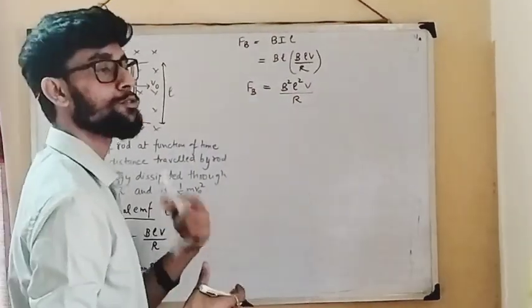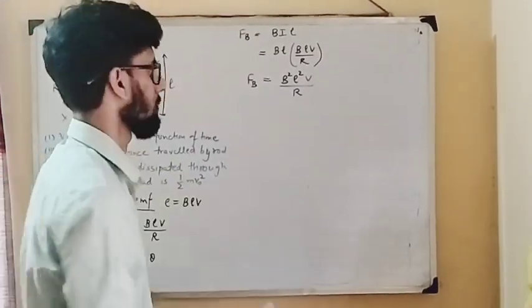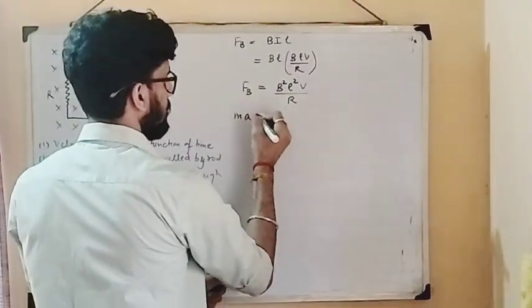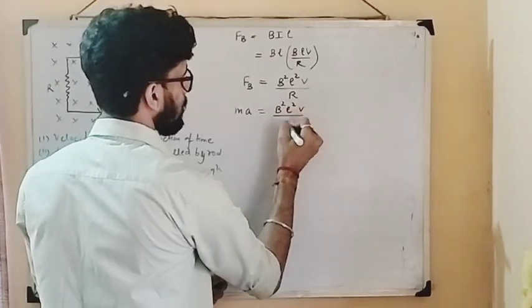And also this force, as per Newton's second law, is equal to F is equal to mass into acceleration. So we can also write it as ma is equal to B square L square v upon R.